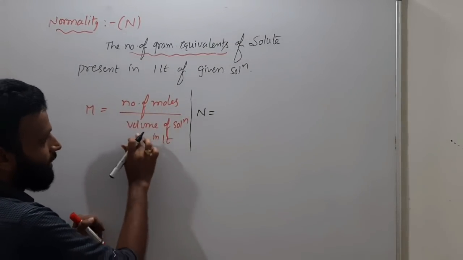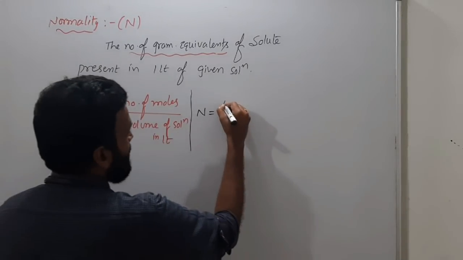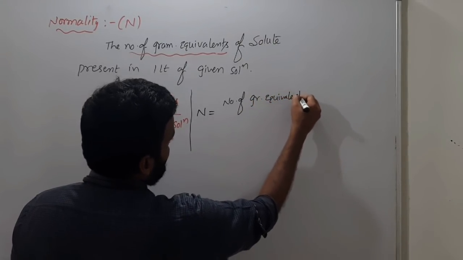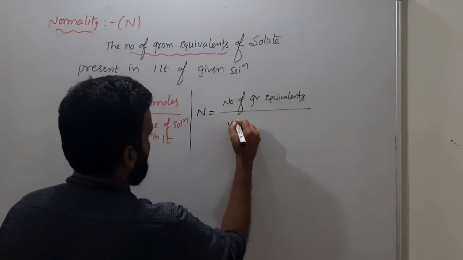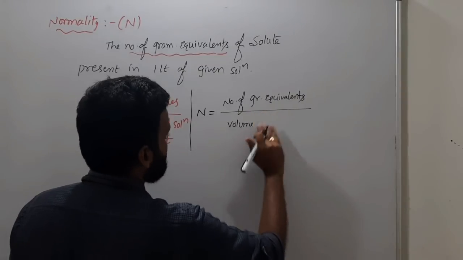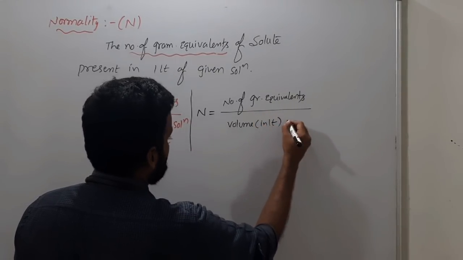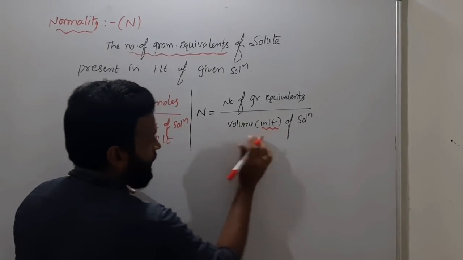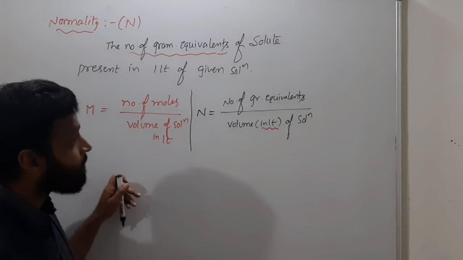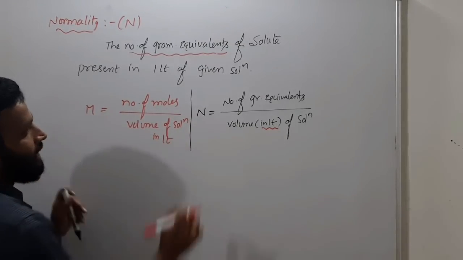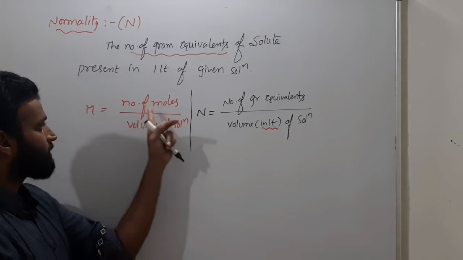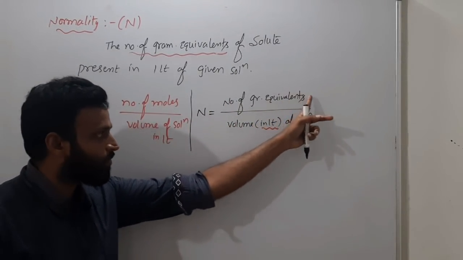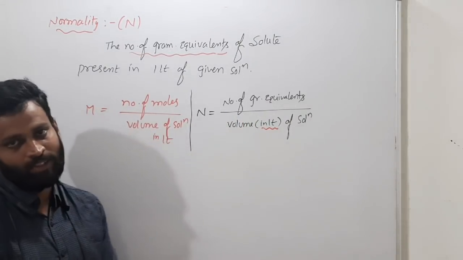Molarity means number of moles of solute by volume of solution in liters. Normality means number of gram equivalents by the same denominator, the same volume of solution in liters. If the volume is in ml, multiply by 1000, as I told you in the formula. So what is the difference between molarity and normality? Molarity is number of moles of solute by volume of solution in liters. Normality is number of gram equivalents of solute by volume of solution in liters.